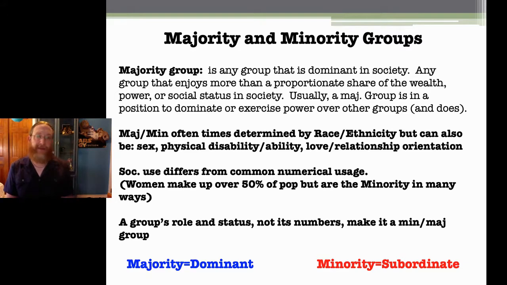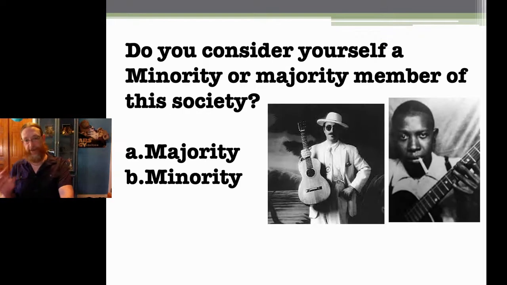Minority and majority groups are oftentimes determined by race or ethnicity, but can be determined by sex, physical disability or ability, love, relationship orientation. And bringing that down to the numerical piece, women make up over 50% of the population. They're a majority, but are the minority in so many other important cultural, statistically measurable ways that they are considered a minority or subordinate member when we're talking about sociological terms. So a group's role and status, not its numbers, make it a minority or majority group. Role and status, share of power, share of access, share of education, share of health. We can look at it across the board. So majority dominant, minority subordinate.